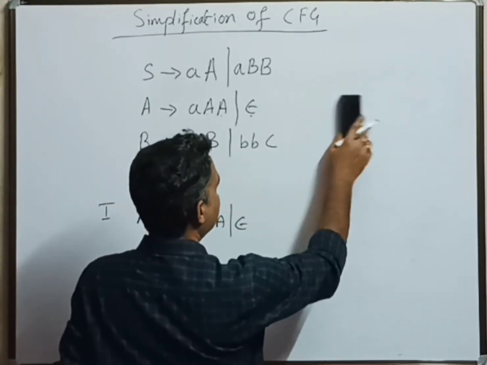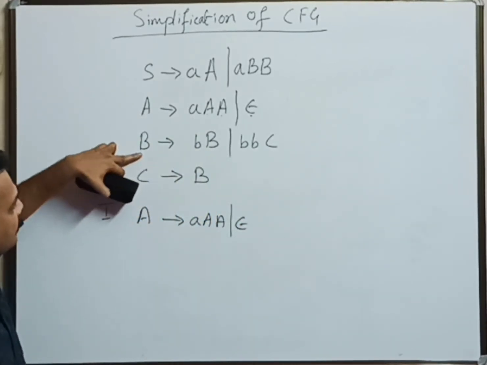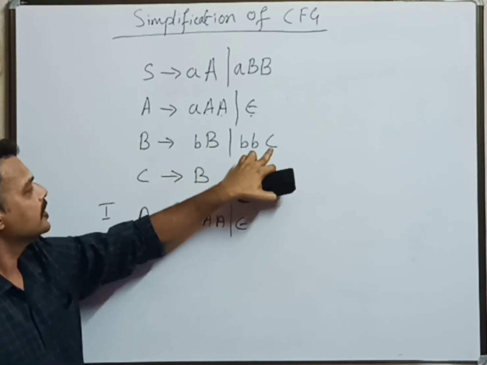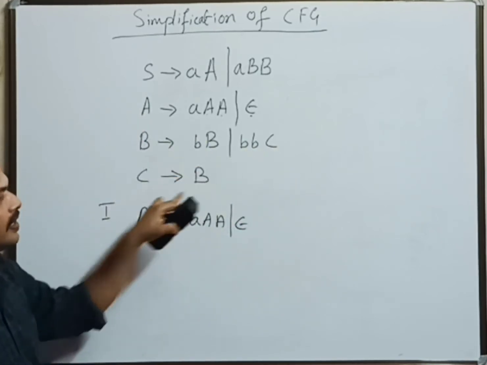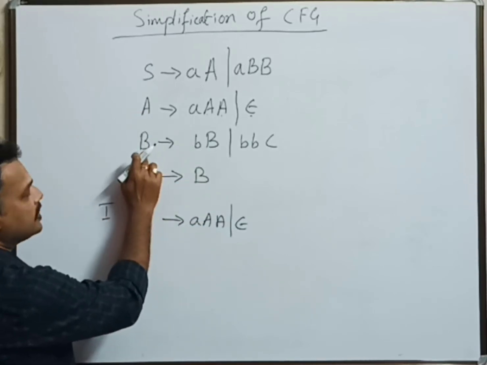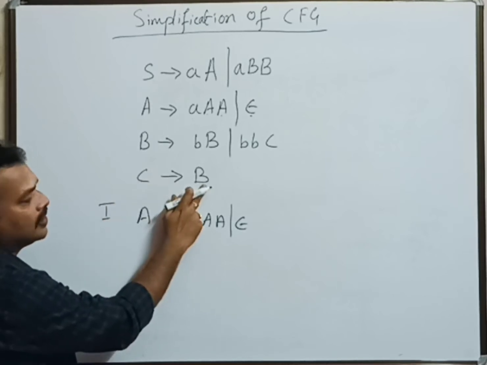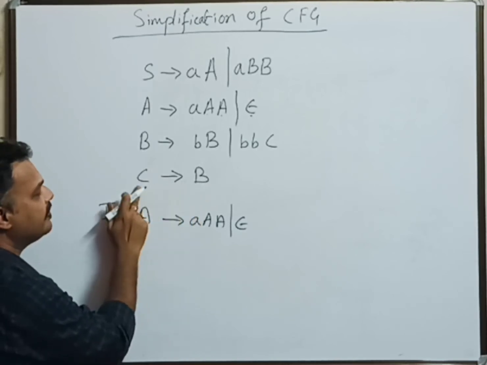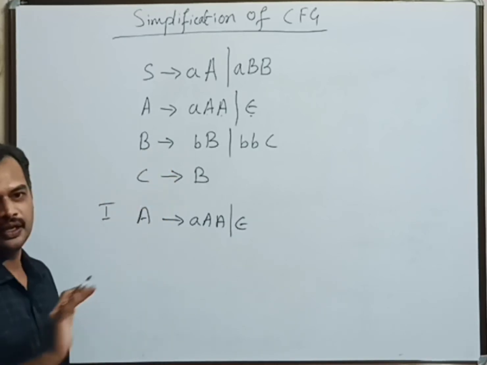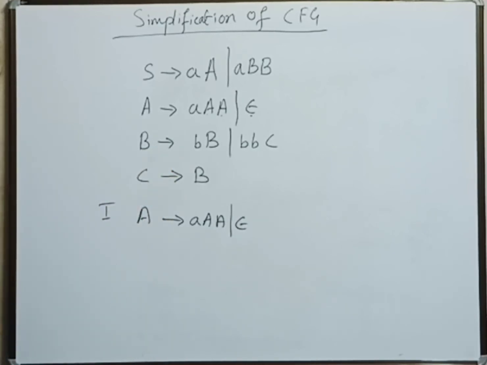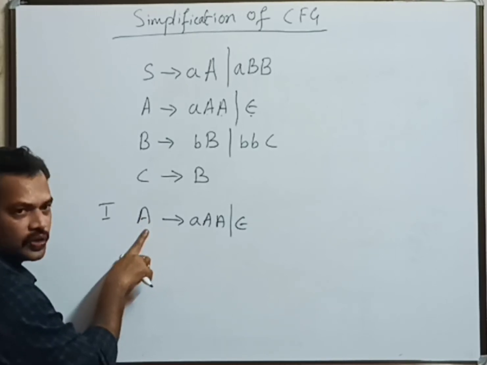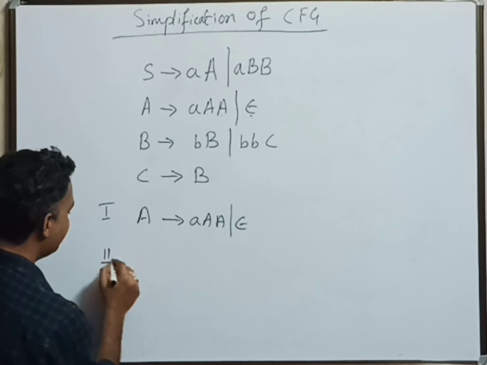After that you see B produces BB, it is a recursion, never ending, and B to BC, once again there is an indirect recursion and that is also never ending. And since B is never ending, C derives B, or C produces B, will also become never ending. So B and C are totally unproductive rules which have to be eliminated. So in the first pass I got this rule. Now I am going for the second pass.